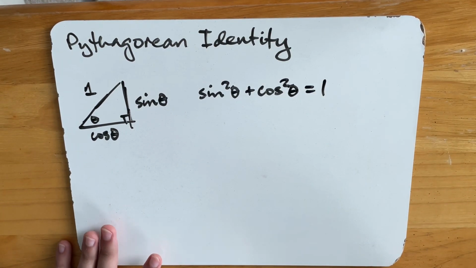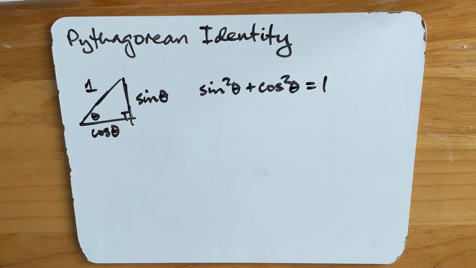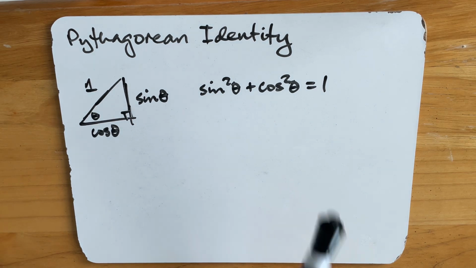So that's really it, honestly. That's the derivation of the Pythagorean identity. It's basically the Pythagorean theorem, but we use trig. Really important identity, this one: sine squared theta plus cosine squared theta equals 1.